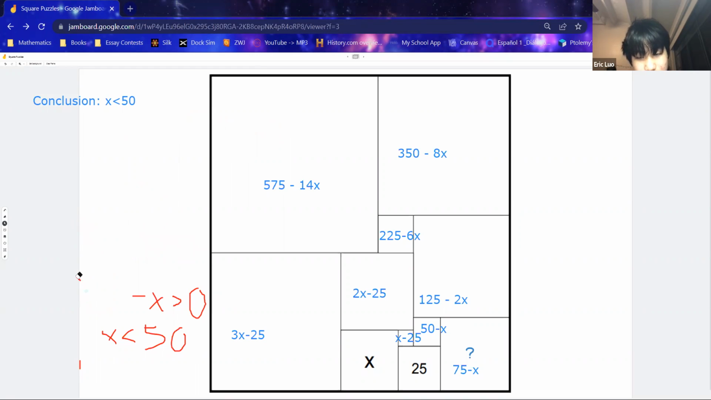Conclusion, x is greater than 0. Well, x is, I think, less than 50. I think instead of just doing this directly for x, we could also say 575 must be greater than 14x, right? Does that make sense? Because if 14x was greater than 575, then it would be less than 0, right?